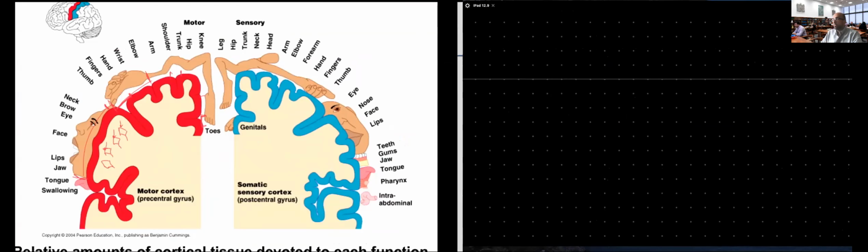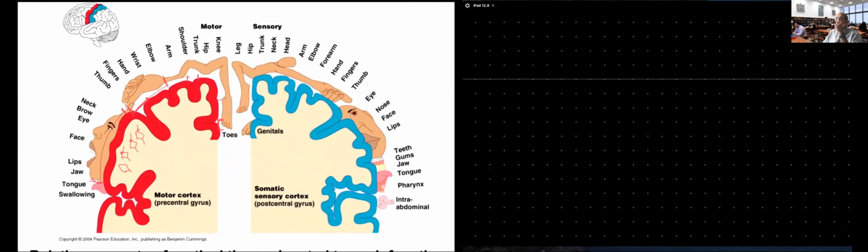This is how your body is going to be represented on the primary somatosensory cortex. So you are detecting much more sensations from your face, head and neck. You're definitely detecting much more sensations from your fingers and hand compared to the skin of your back.